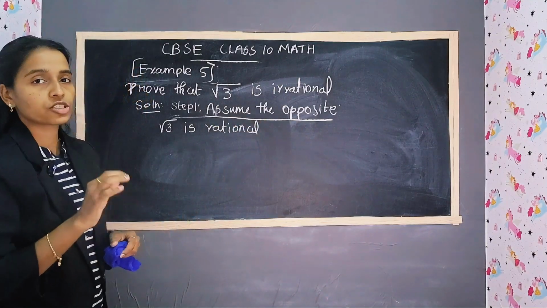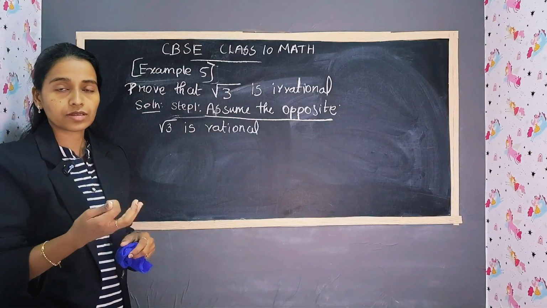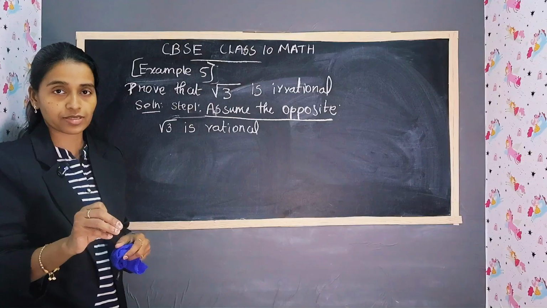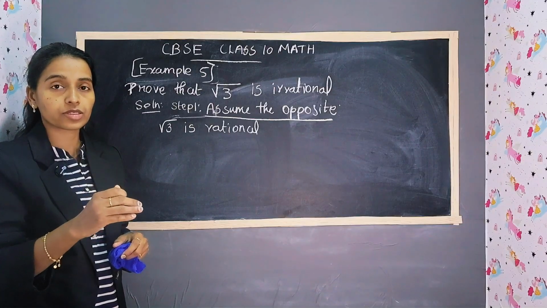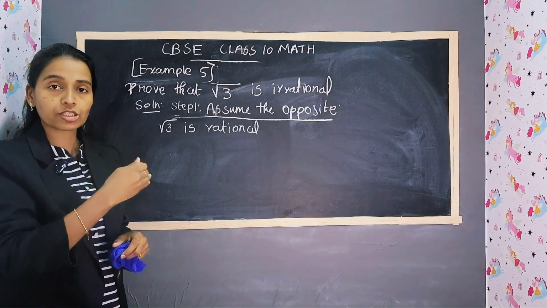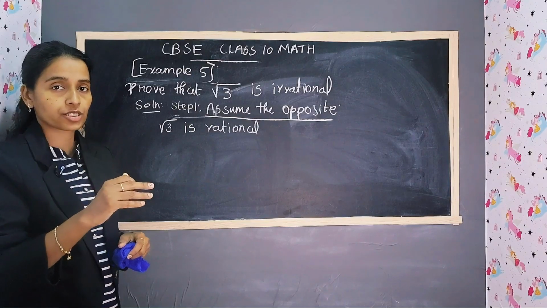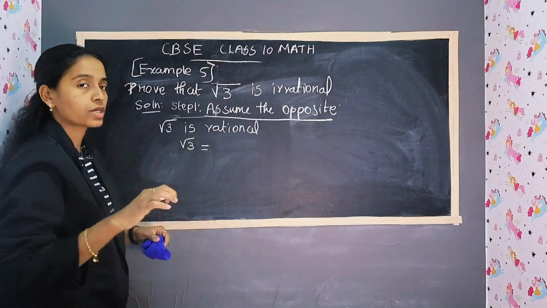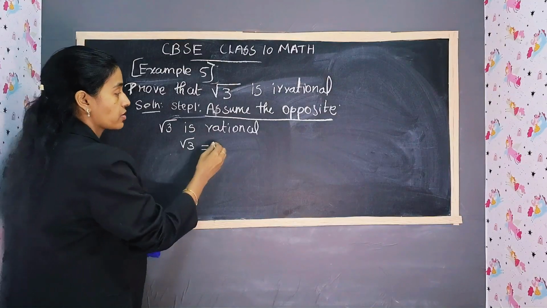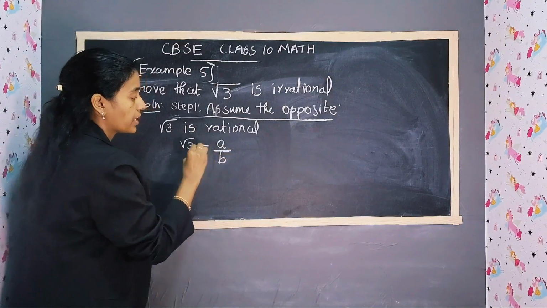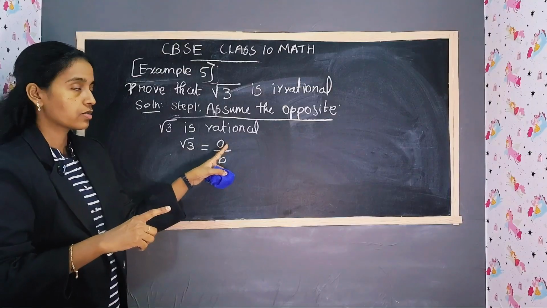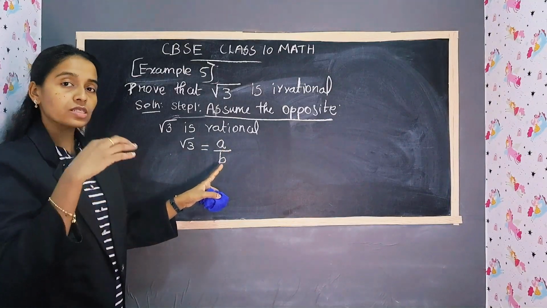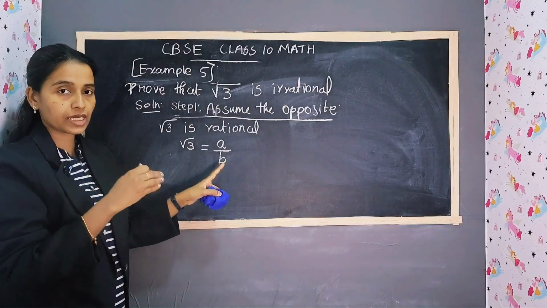In general, we can write a rational number in the form of a fraction, right? Already we had discussed this. We can write rational numbers in the form of a fraction. You can take any letters. I'm going to take a by b. Fraction means one numerator divided by denominator, right? I am taking a and b.